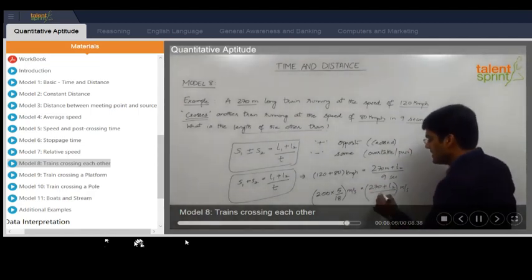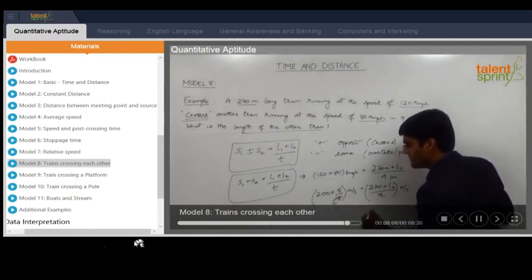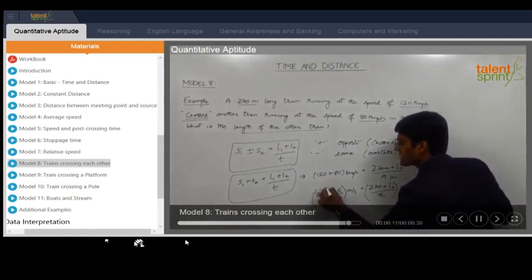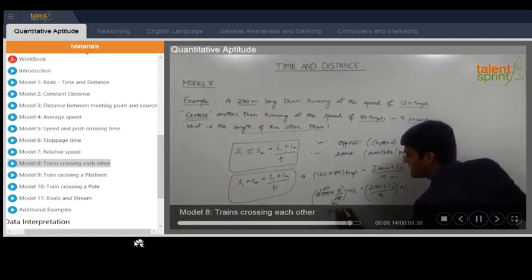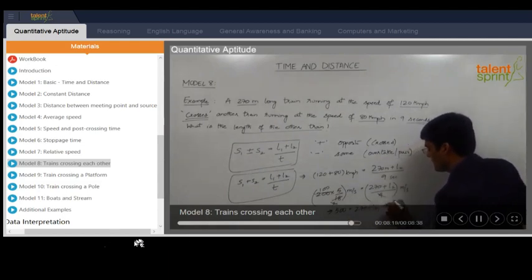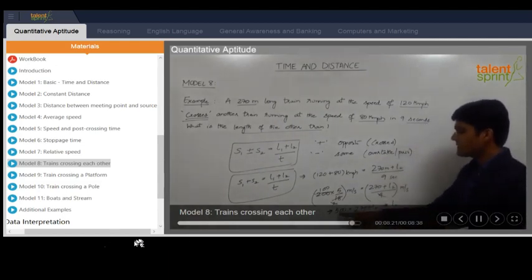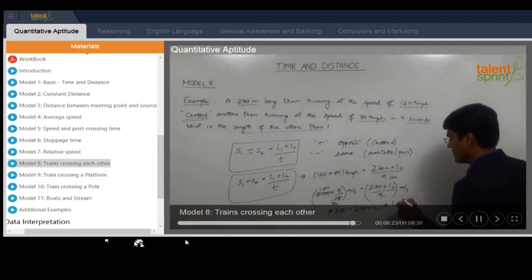So if we try to see here, 9 gets cancelled 2 times. 2 goes 100 times and 100 into 5 is 500. So we can say 500 is equal to 270 plus L2. So very clearly from this, the length of the second train is 500 minus 270. That is equal to 230 meters.